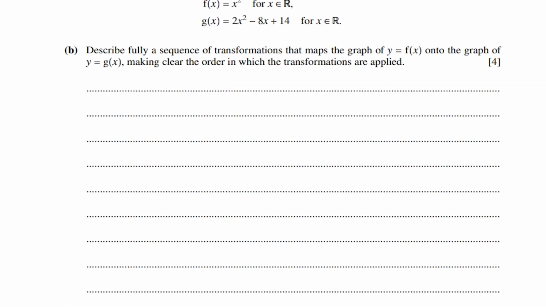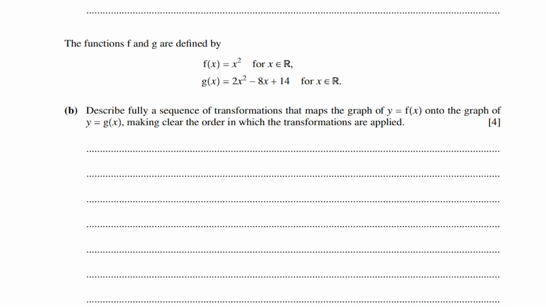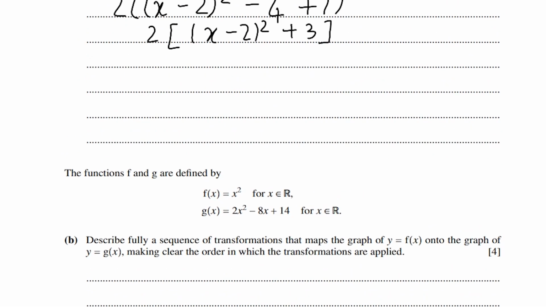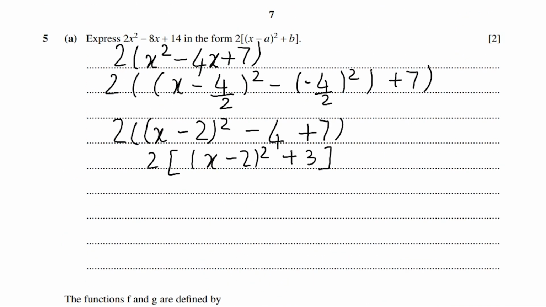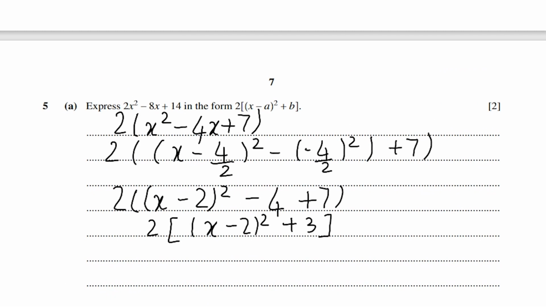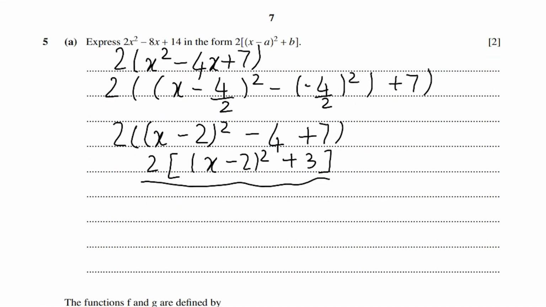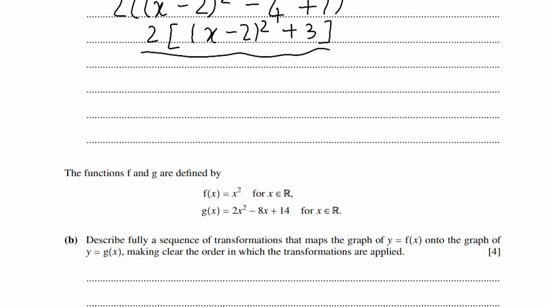In the next part, we have two functions f and g, and we have to describe a sequence of transformations that maps the graph of y is equal to fx onto the graph of y is equal to gx, making clear the order in which the transformations are applied. Now, if you look properly, gx is related to the previous part. Actually, we had to express 2x square minus 8x plus 14 in this form, and this was our answer. So first, let's copy down this over here: 2 brackets x minus 2 whole square plus 3.